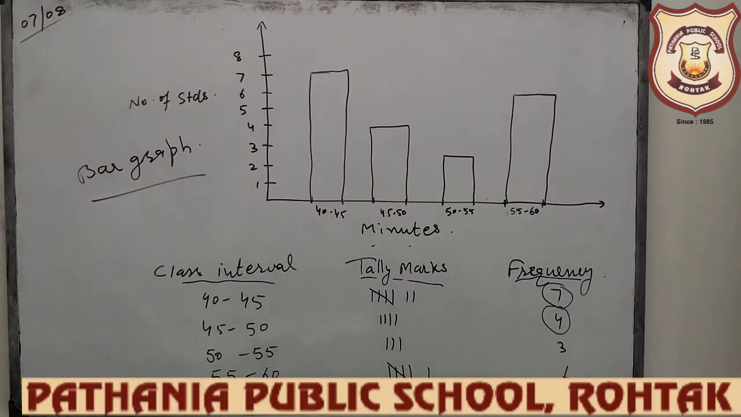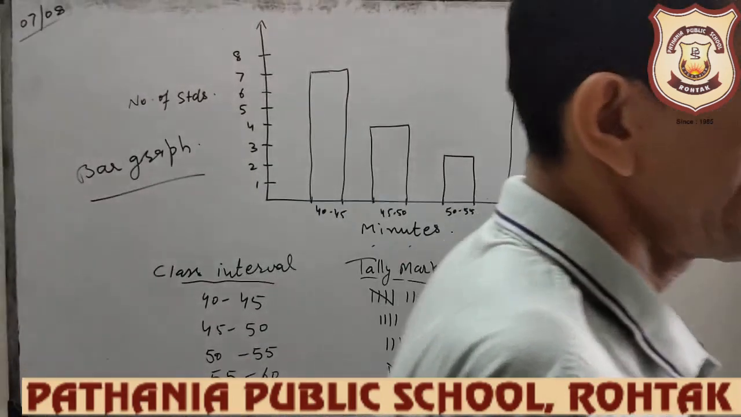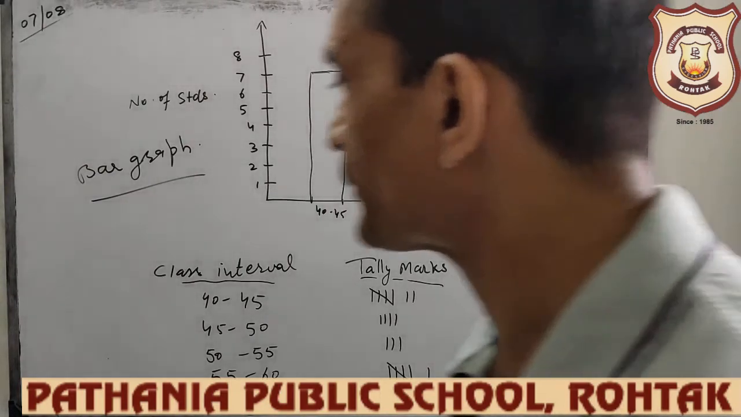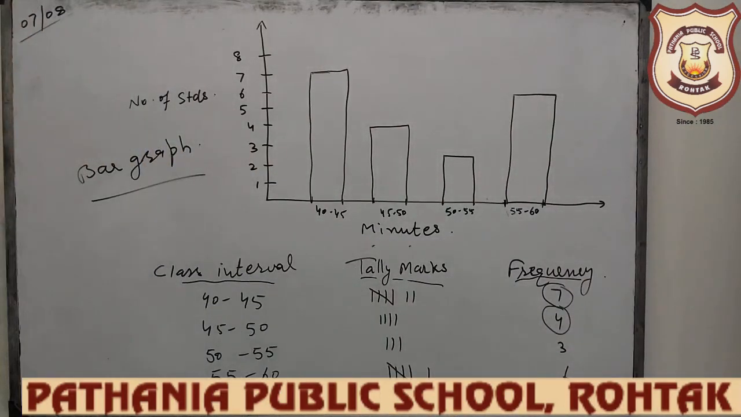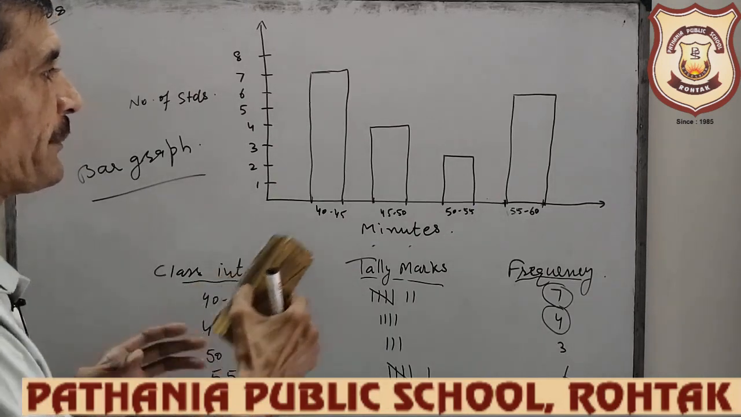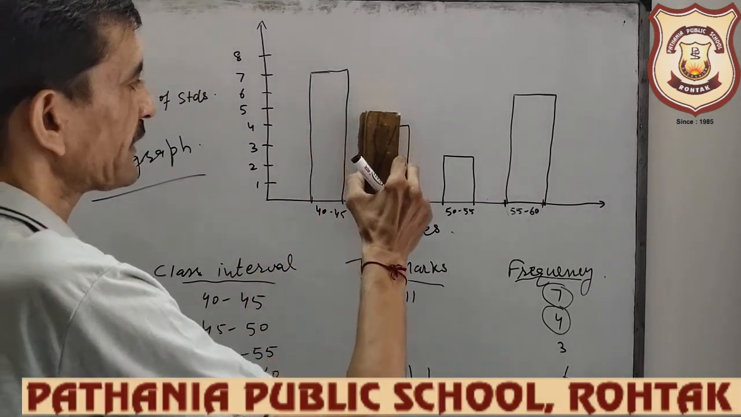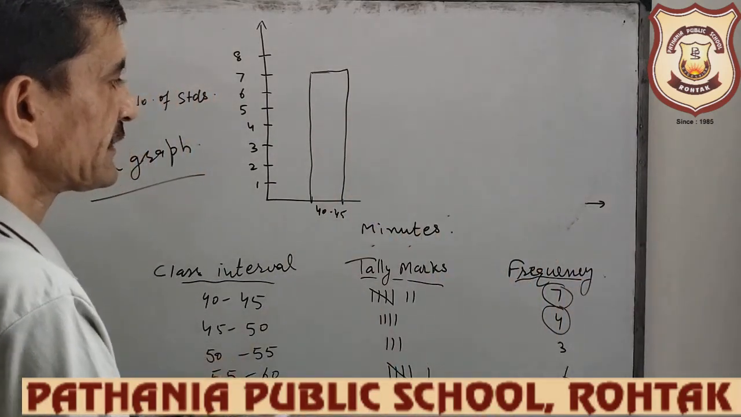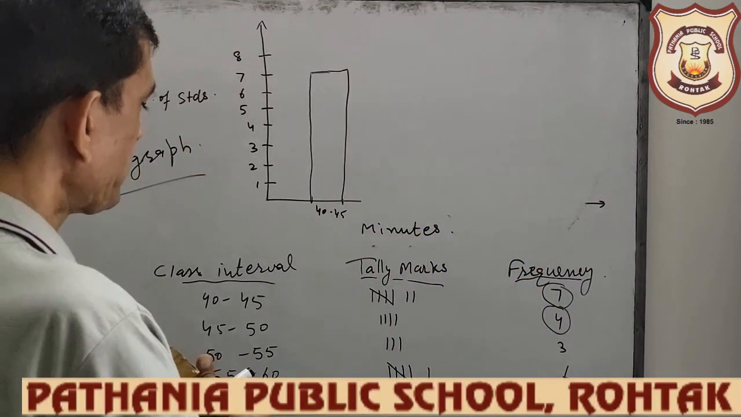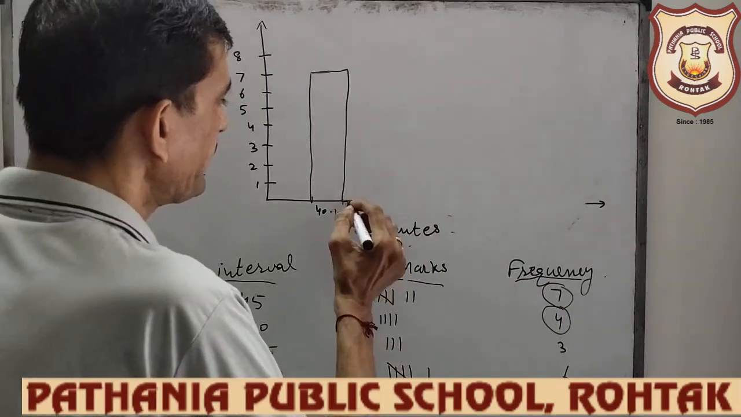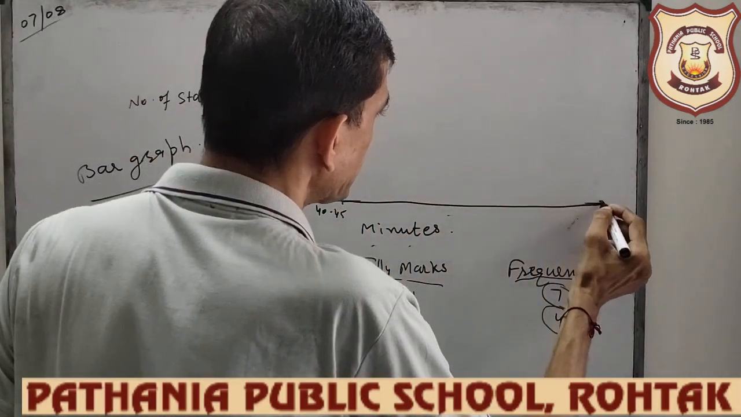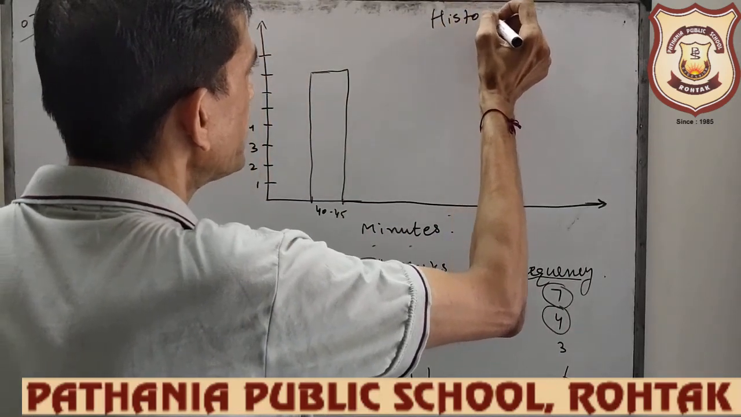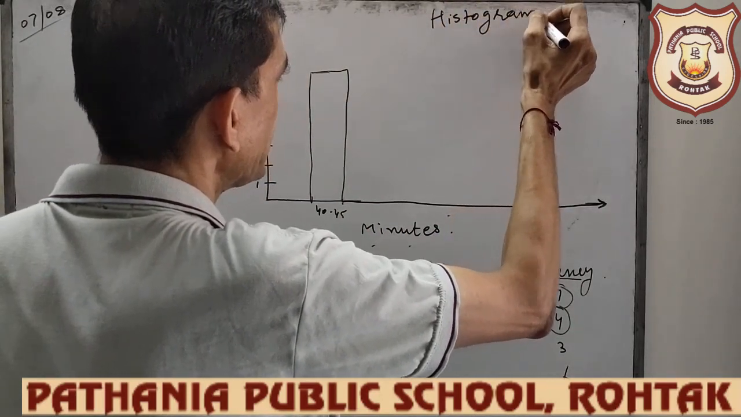Now I am going to tell you about histogram. What is a histogram? Histogram means no gap should be there. In between the bars there should be no gap. I am going to erase this and then draw it again, just like 40 to 45. Suppose that I have to draw the histogram of this. Histogram means no gap in between the bars.